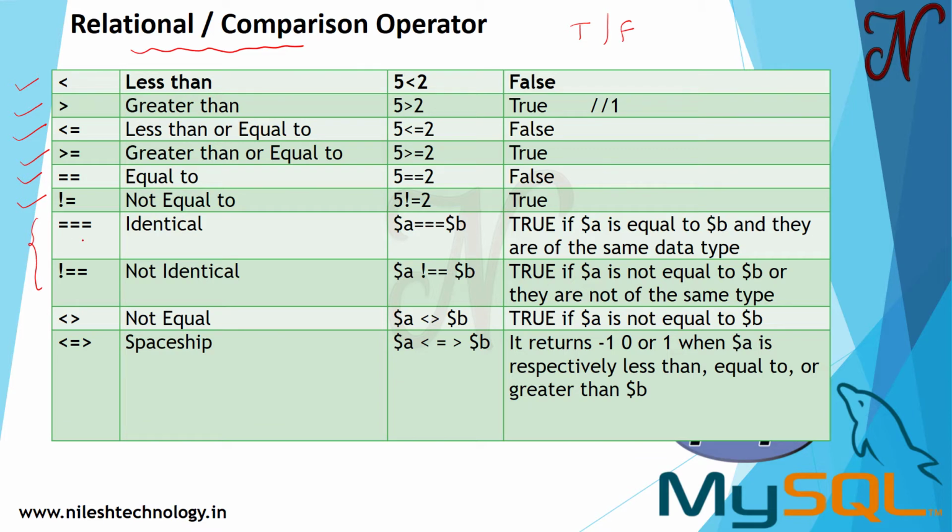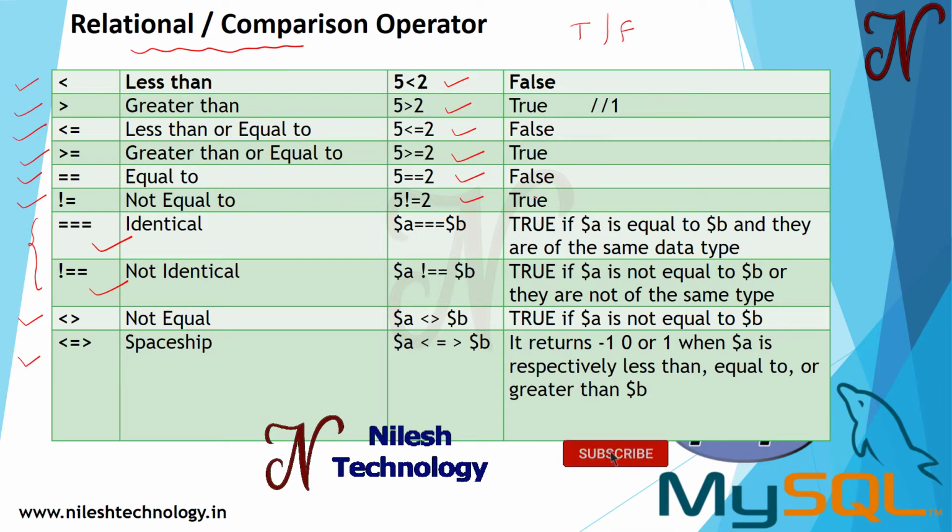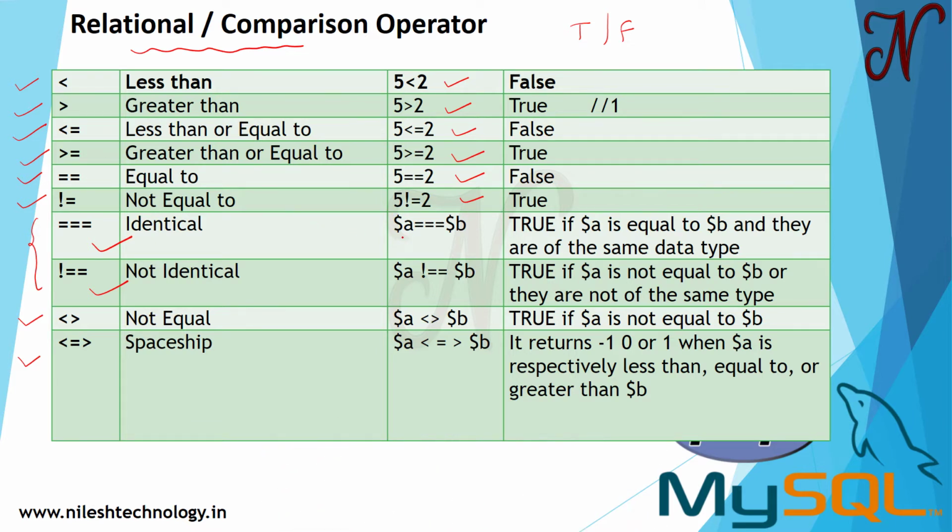Triple equal, which is also called identical. This is not identical, so this is also not equal. This is a spaceship. See here, 5 less than 2 is false, 5 greater than 2 is true, 5 less than equal to 2 is false, greater than equal to is true, 5 is equal to 2 is false, 5 is not equal to 2 is true.